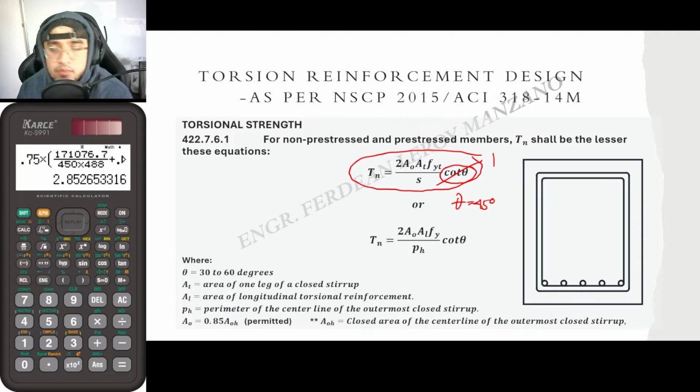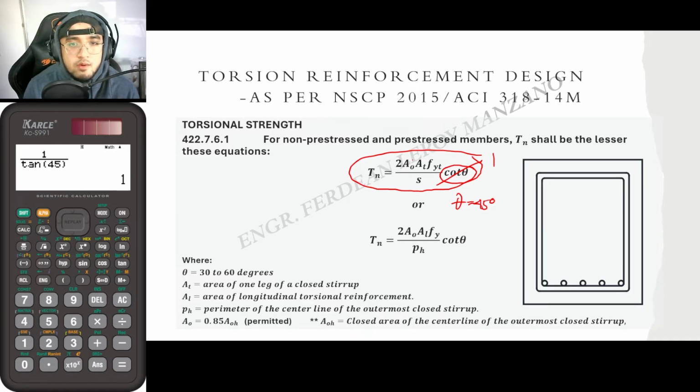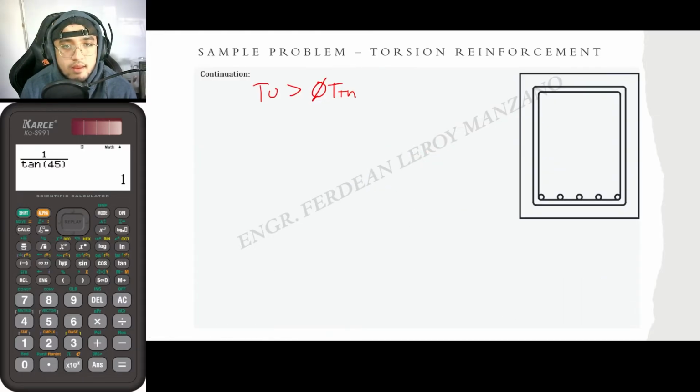degrees for non-prestressed members. To prove to you that cotangent is equal to 1, cotangent is actually equal to 1 over tangent, or the inverse of tangent. For non-prestressed members, the angle there is 45 degrees, so cotangent of 45 equals 1. So from that, for our solution here, for the value of Tn, where will I write?